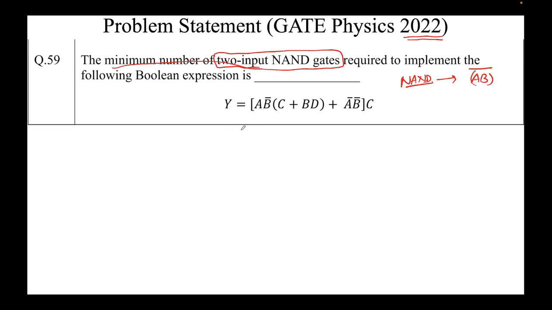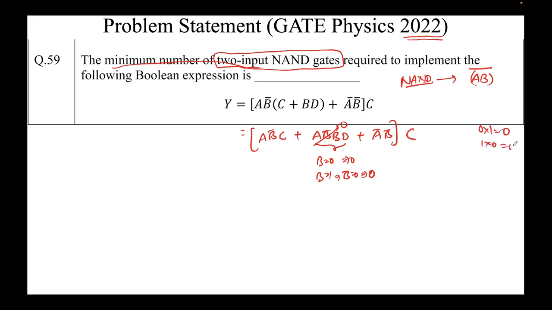Let's solve this. So what I'll do, I'll multiply this inside. So A, B bar C plus A, B bar, BD plus A bar, B bar times C. Now, B and B bar, this term will be 0. Why will this be 0? Let's assume B is 0. So when B is 0, this whole term comes out to be 0. When B is 1, this implies B bar is 0. Then again this whole term comes out to be 0. It's simply saying that 0 into 1 is also 0 and 1 into 0 is also 0. So both are 0. This term is never in the picture.